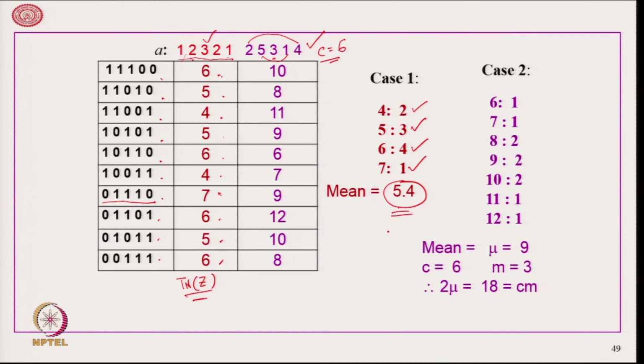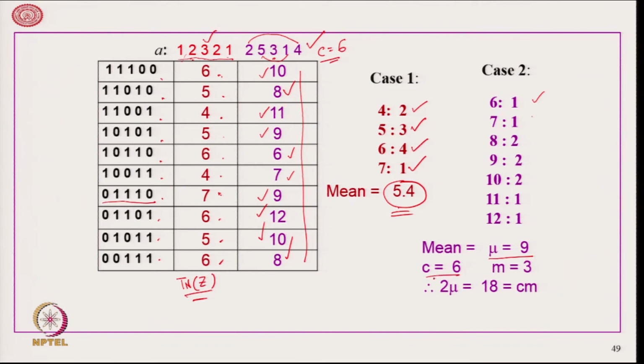Therefore, mean is equal to 5.4. In a similar way, you calculate for this A vector, you will find that our distribution is coming out to be 6 once, 7 once, 8 twice, 10 twice, 9 twice, 11 once and 12 once. Therefore, we can see that the mean of the distribution is coming out to be 9.